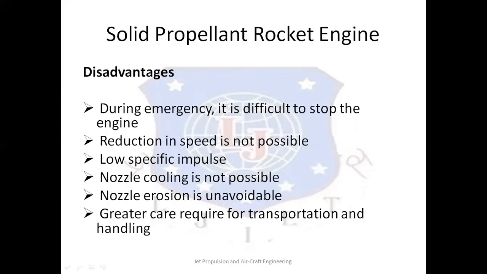The first and major disadvantage of the solid propellant rocket engine is that during an emergency we cannot stop the engine midway. Since there is no supply of fuel, we cannot cut off the supply. Once it starts burning, it cannot be stopped. Therefore, the engine is very difficult to stop during an emergency. Second disadvantage, the reduction in speed is not possible.